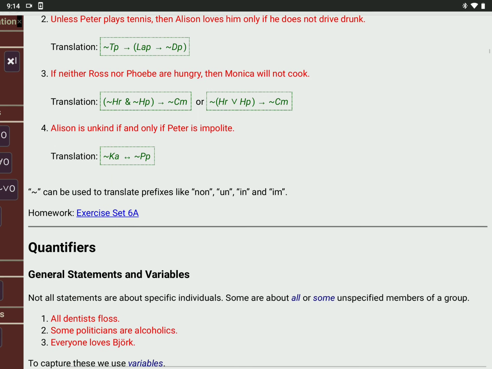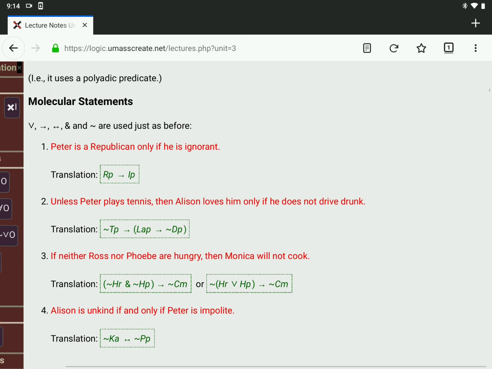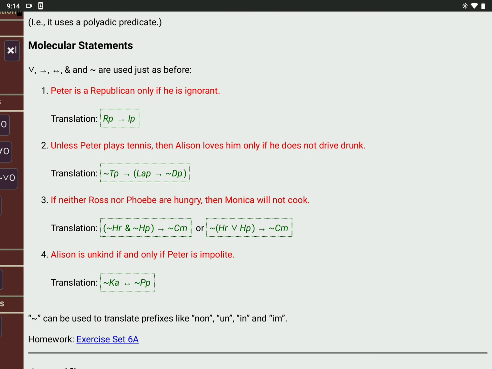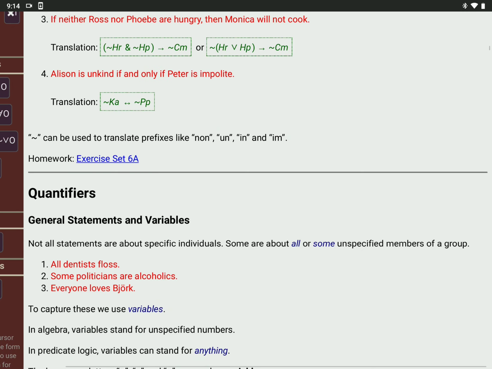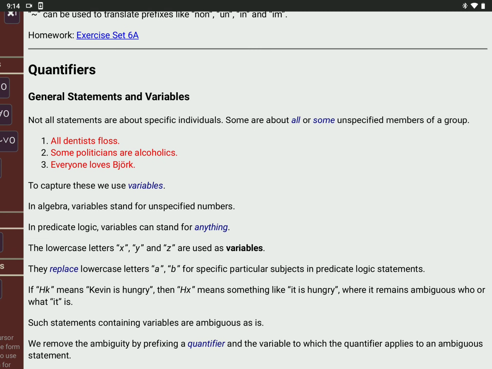Now, if that's all there was to predicate logic, it wouldn't really be that different from sentential logic. We would just use multiple letters to represent statements. What really makes predicate logic interesting is when you introduce quantifiers. So quantifiers are things you use when you want to talk about not specific individuals, but all or some members of some group.